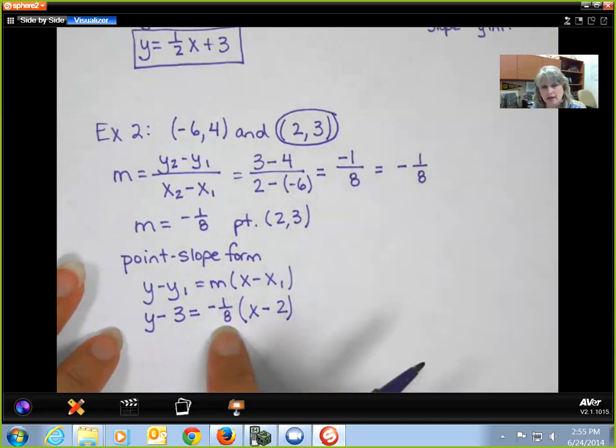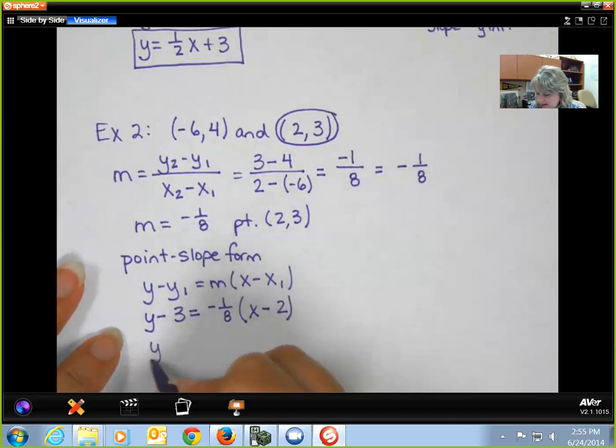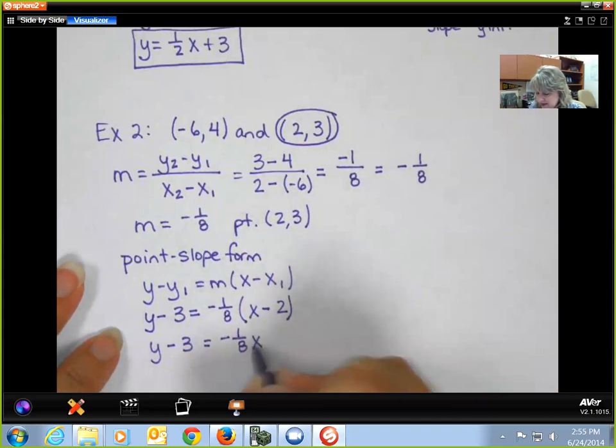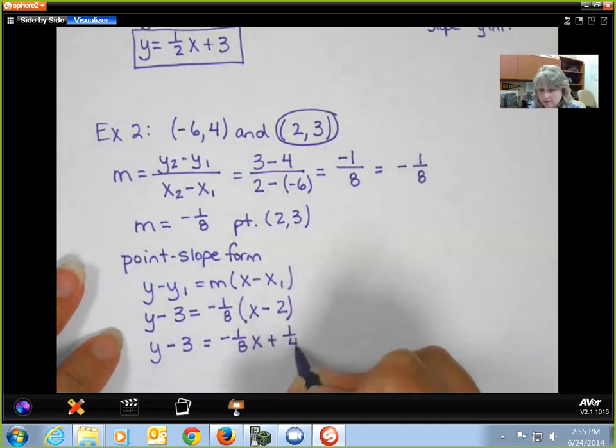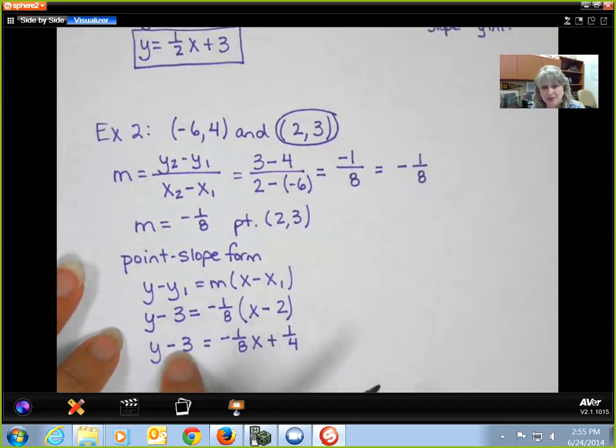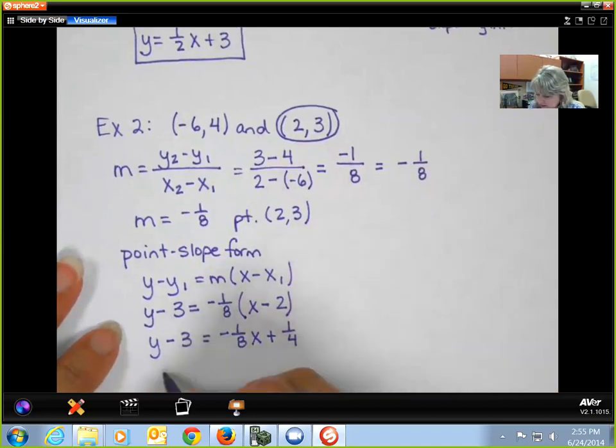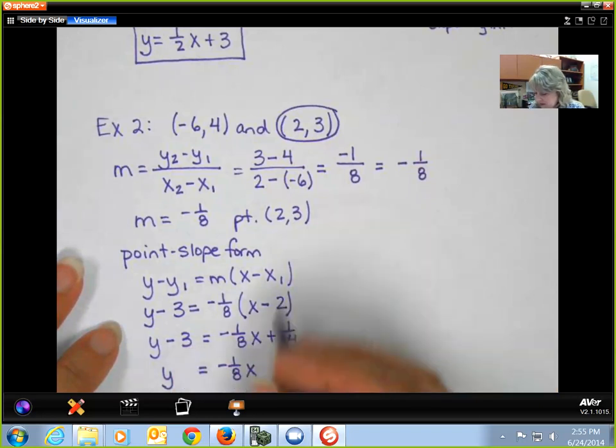So we can distribute the -1/8. So we have y minus 3 equals -1/8 x. And then if you multiply -1/8 times -2, you're going to get a positive 1/4. And then, of course, we want to add 3 because we want to get y by itself. So y equals -1/8 x. Now, when you add 3, if you take 1/4 plus 3, think about how much that is. 3 is the same thing as 12/4, plus 1/4 gives us 13/4.